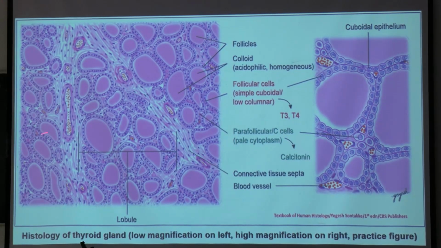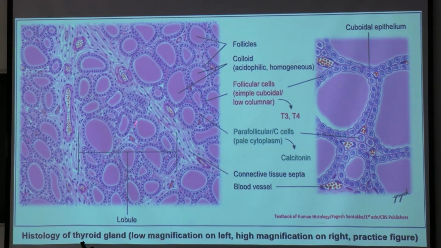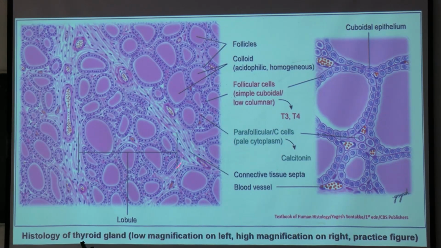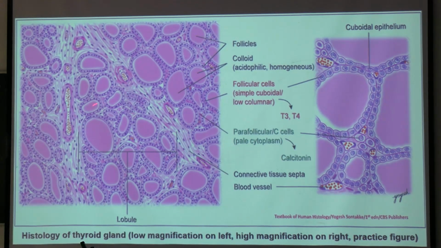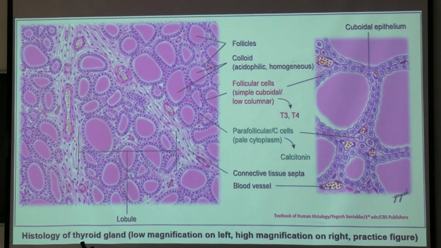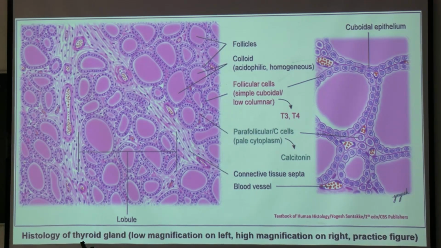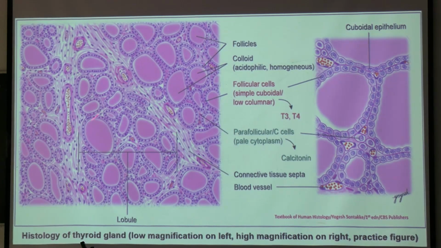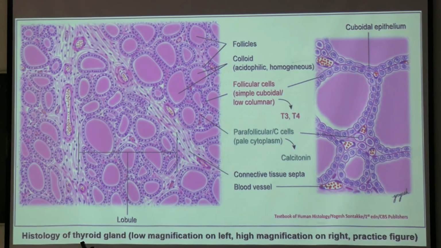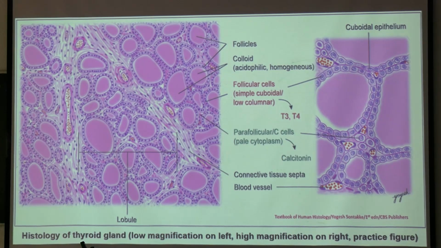So these are the lobules, and a lobule consists of different follicles. Follicles you can see, various shapes and sizes of follicles are present. And within the septa you can see sections of blood vessels, and the follicles are lined by cuboidal cells. You identify cuboidal cells by the nuclei, large rounded nuclei you will see. These are a classic example of cuboidal epithelium, okay, thyroid follicle.